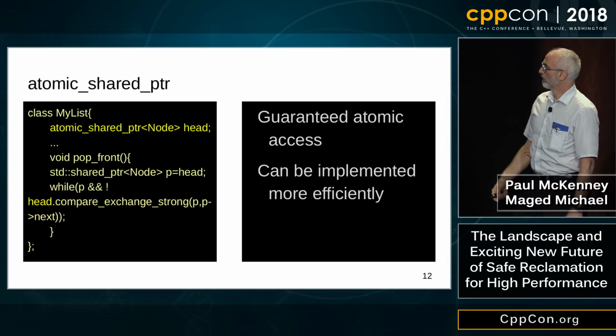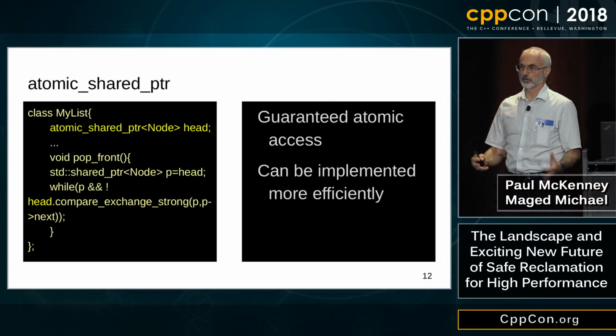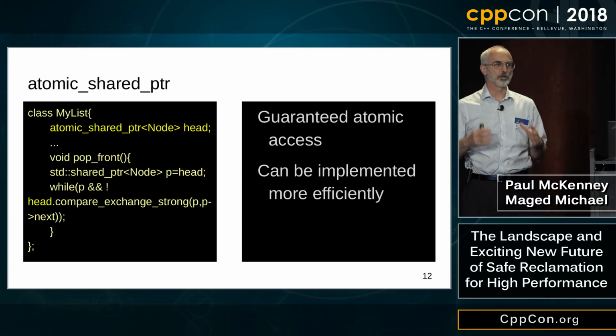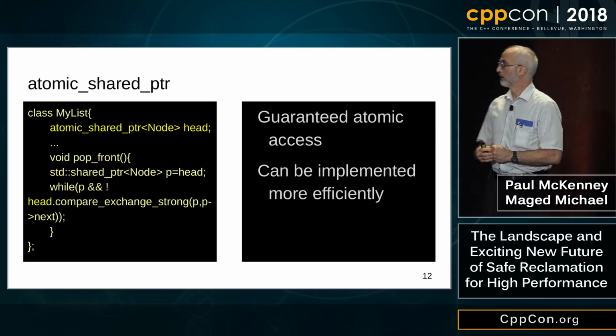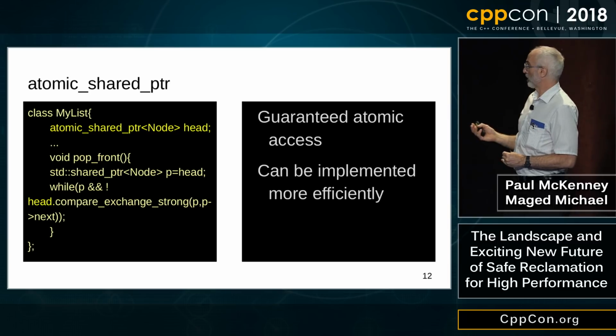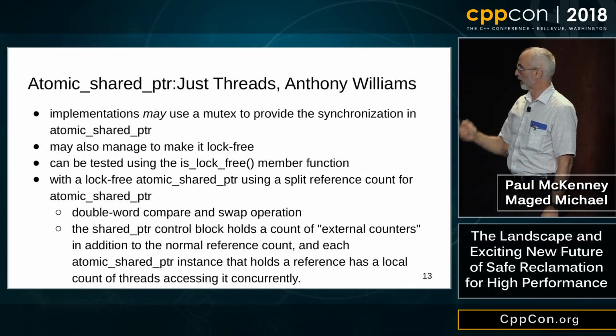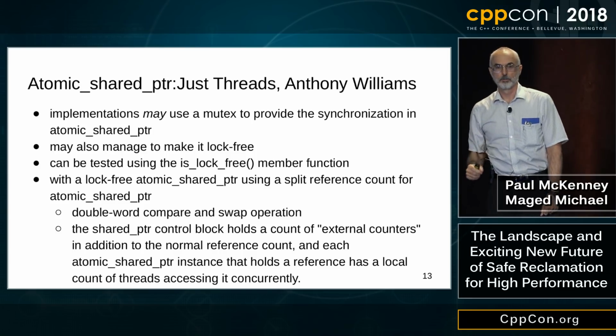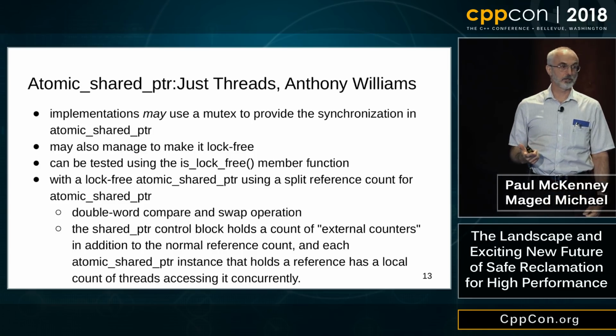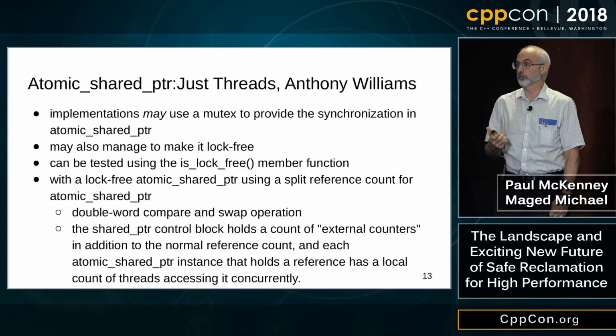Atomic shared pointer. In this case, we can have reference counts, essentially. It's an organized way to concurrently reference count in a safe way. It guarantees atomic access. It can be implemented more efficiently than that over there. And in fact, thanks to Anthony Williams, we have some pretty nice implementations. I'm not going to say they're optimal, but they're better than we've had in the past.